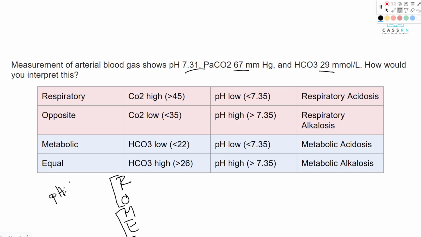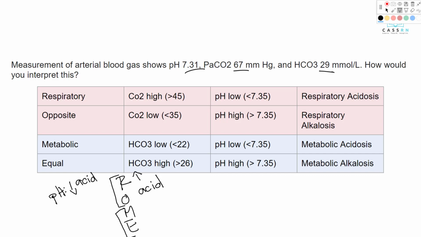7.31, which is low, which means if you think back on that of whether it's going to be acidotic or alkalotic. So in this case, it's going to be acidotic. Okay, so we've got a low pH, which is acid. And then we've come over here to our respiratory. So our respiratory is 67. This is 67, which means that it is really high. And that means that it's also an acid.